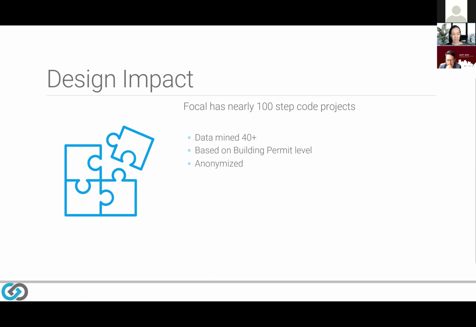We have nearly 100 underway since 2017. 40 plus of those have achieved building permit. And so our team went through and we data mined just over 40 of those projects. Of course, they're anonymized. Obviously, this isn't the largest sample size, but given that the STEP code has only been around for 4 years, it's not a bad group.